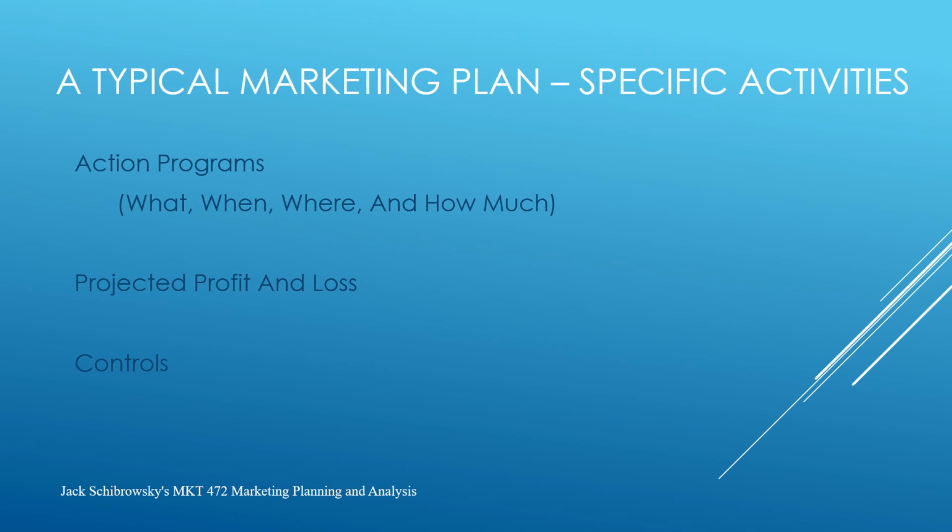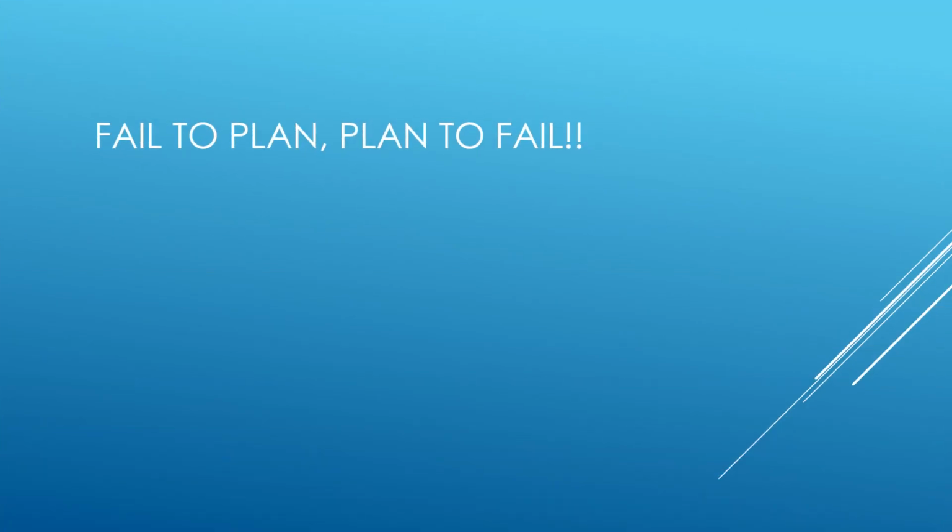All right. And then, of course, we need the pro formas, the projected profit and loss statements. And then we need to make sure that we have controls in place. That is, we have the analytics and the metrics in place to identify whether or not we are on course to meet our goals and objectives. Remember, fail to plan, plan to fail.